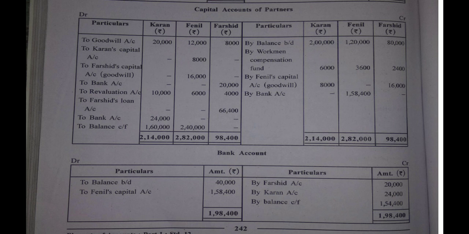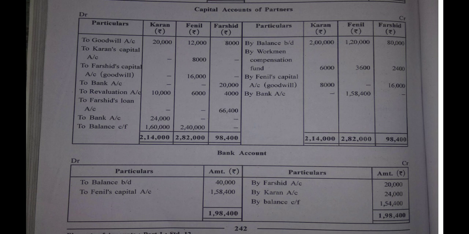The posting for this: partner's capital account on debit side, it is written to Karan and to Farshid. Now who will pay this amount to these two people? Fenil. Yes? And this is the reason the amount has been written in Fenil's column. Same for the credit side, by Fenil's capital account into bracket goodwill and amount in the column of Karan and Farshid. Yes, this is how the posting for this journal entry is.